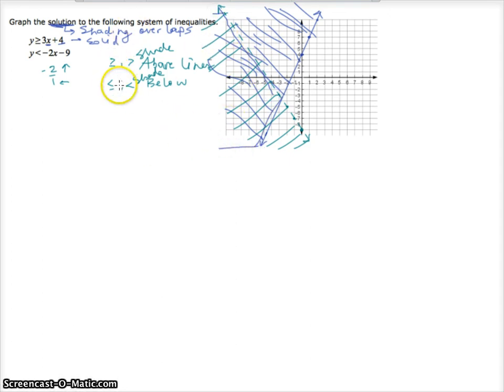Alright, so remember just to graph your points, shade above or below your line based on your symbol, and make sure you have a correct dotted or dashed line. Good luck.